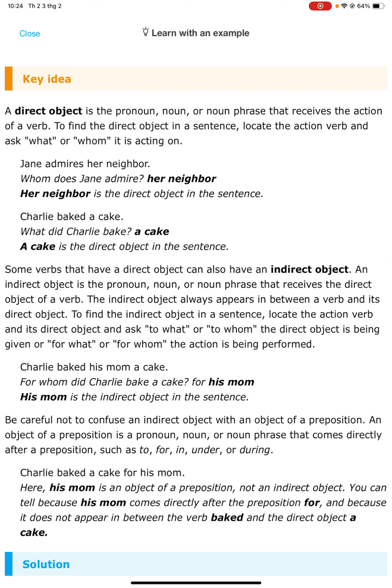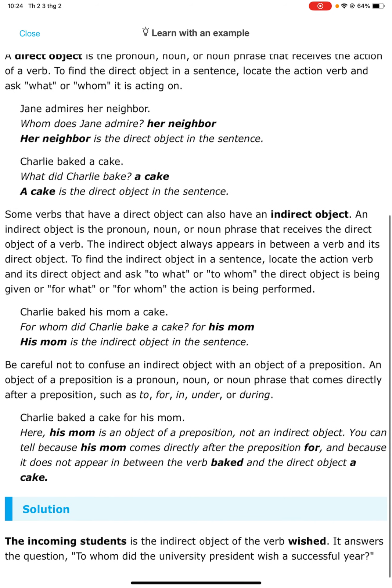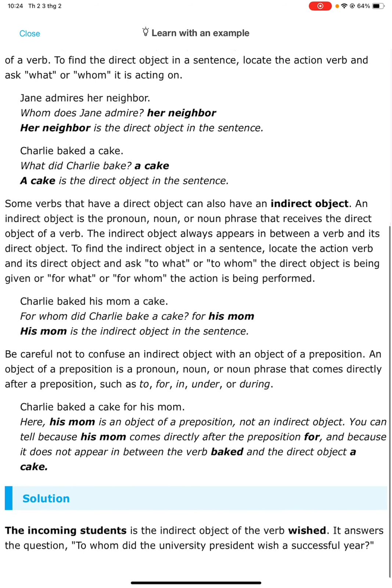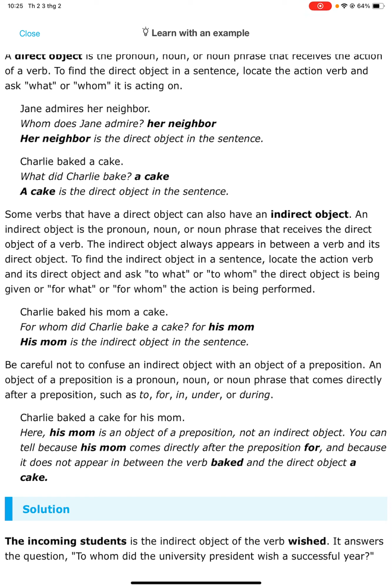An indirect object is the pronoun, noun, or noun phrase that receives the direct object of the verb. The indirect object always appears in between a verb and its direct object. So, to find the indirect object in a sentence, locate the action verb and its direct object and ask to what or to whom the direct object is being given, or for what or for whom the action is being performed. For example, Charlie baked his mom a cake.